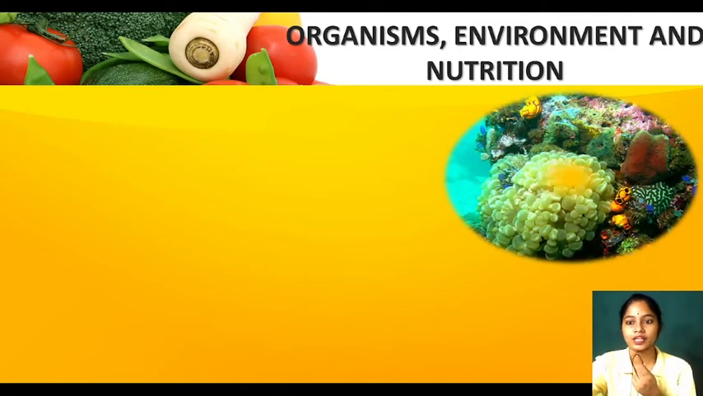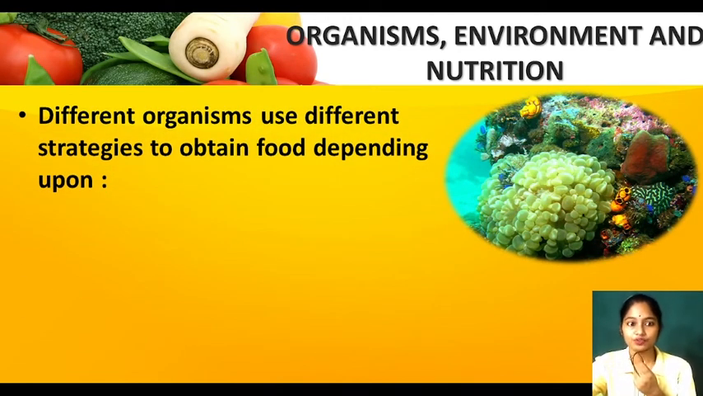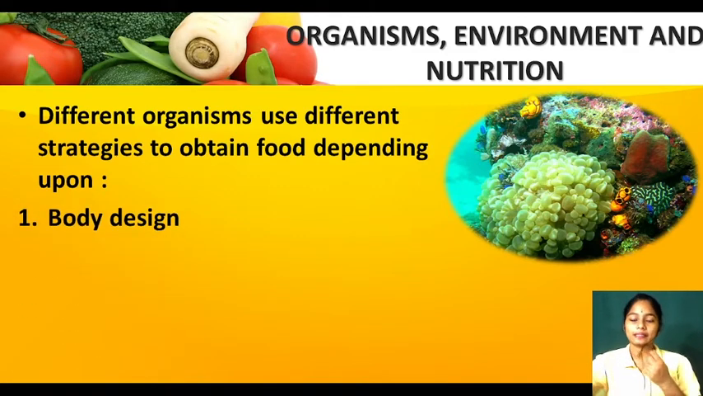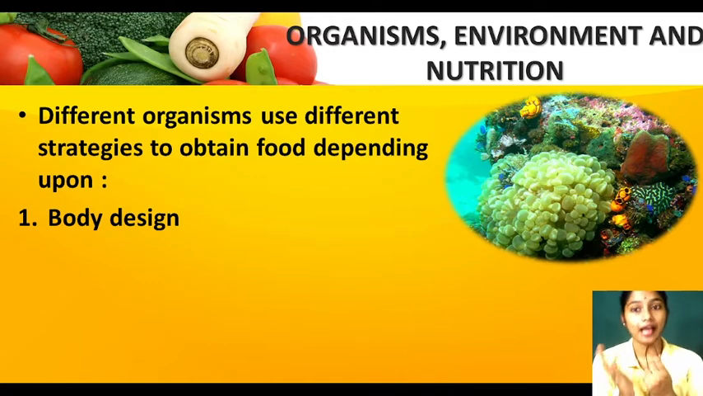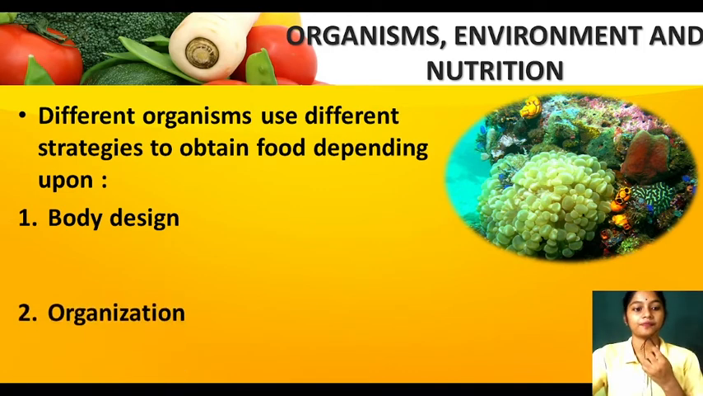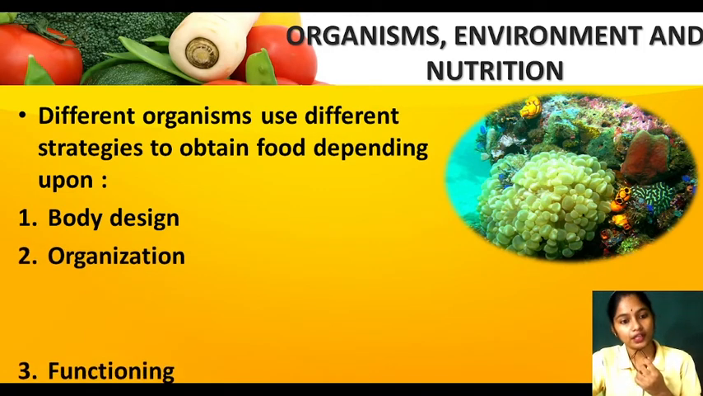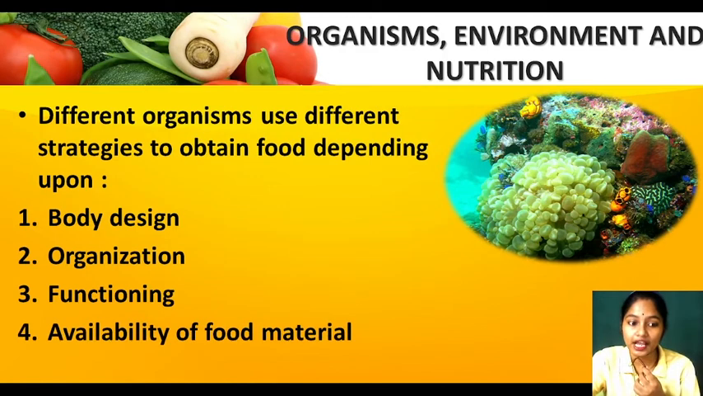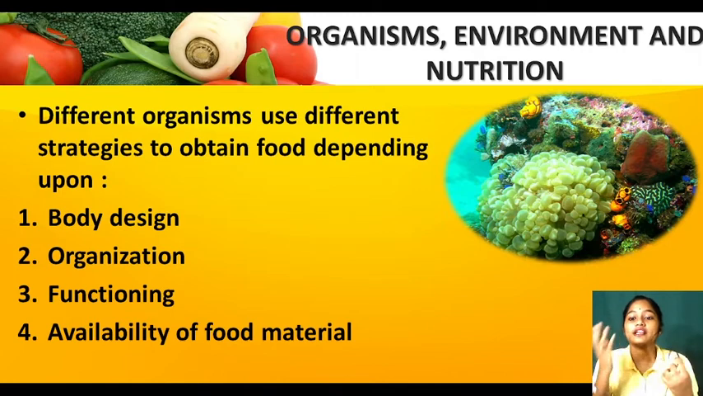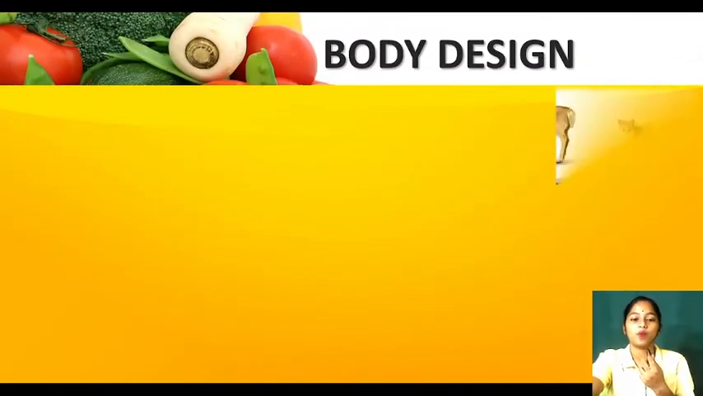How are they related? Different organisms use different strategies to obtain food depending upon body design. It depends on how your body is designed, and your nutrition will differ accordingly. Also, how your body is organized and how it is functioning, what food you are taking, what is its availability, whether it is available in large or small amount, and the place where it is available. According to that, your strategies for nutrition differ. So first, let us come to body design.